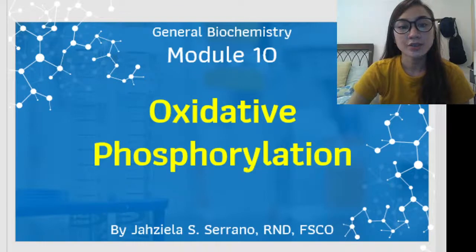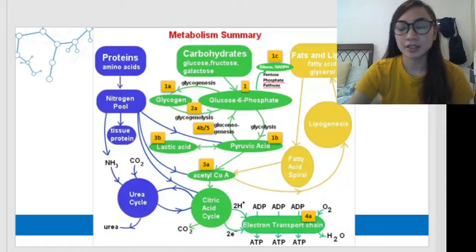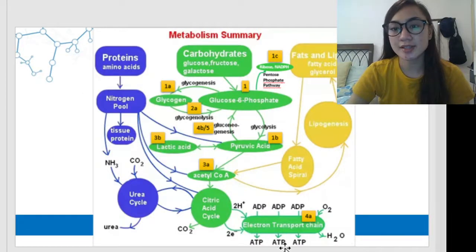Okay, hello. So in this module, we will be talking about oxidative phosphorylation. If you can remember, again, this is the review of metabolism. This is a summary of carbohydrate metabolism, the one that is coded in color green.